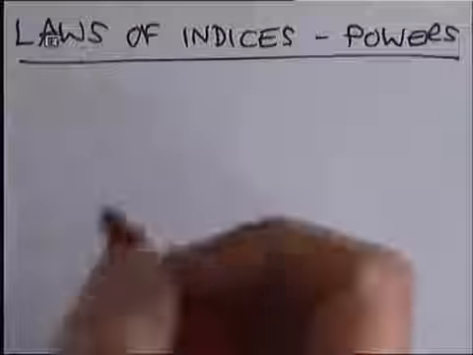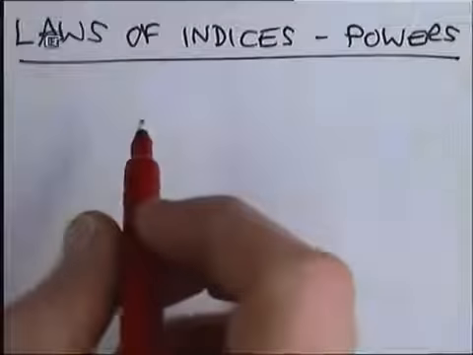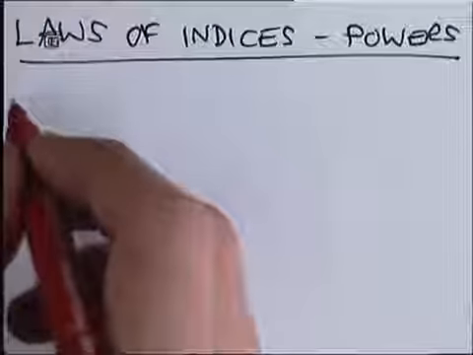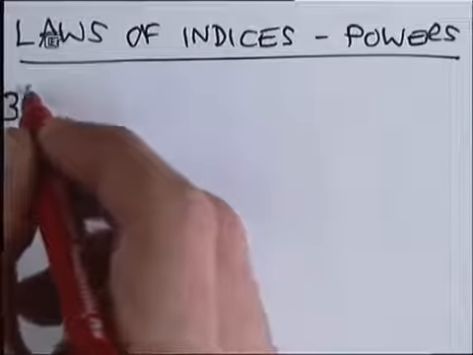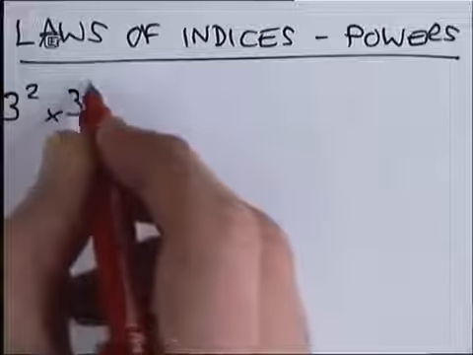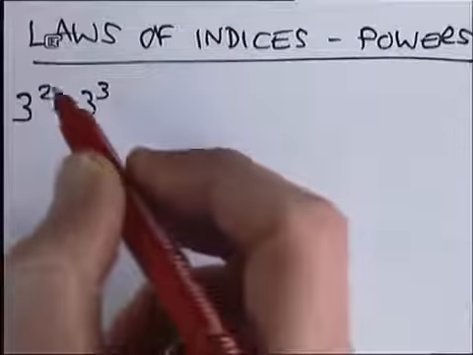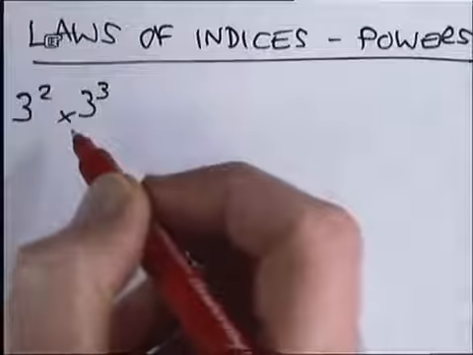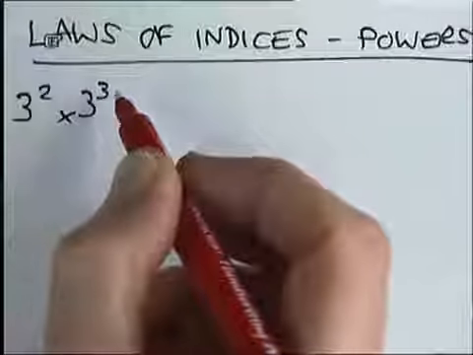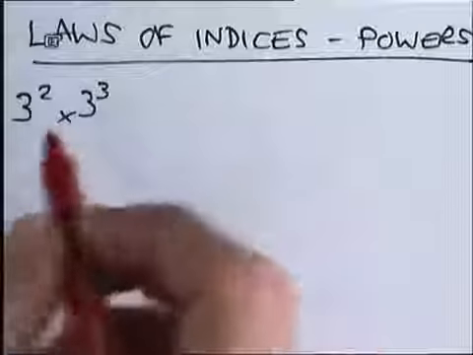In this video, we're going to look at how we can work with indices or powers. Those are those little numbers that sit up in the air on other numbers. So we're going to start off with an example of looking at 3 to the power of 2, or 3 squared, times by 3 to the power of 3, or 3 cubed.